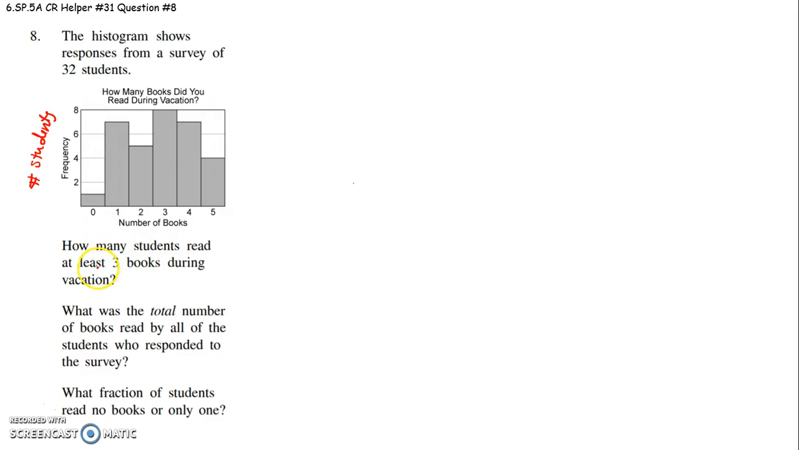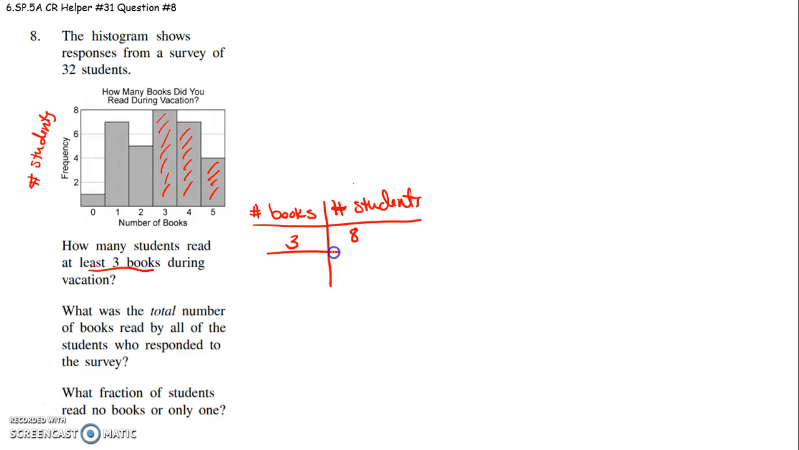It says how many students read at least 3 books during vacation. So at least 3 books would be this column, this column, this column. So if I do number of books and then the number of students who read those books. So for 3 books, 8 students read 3 books.